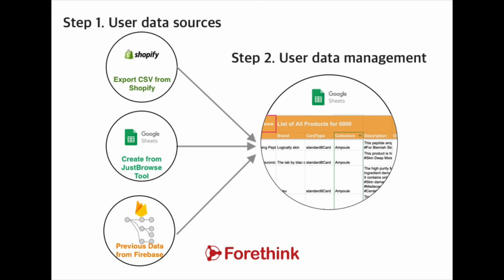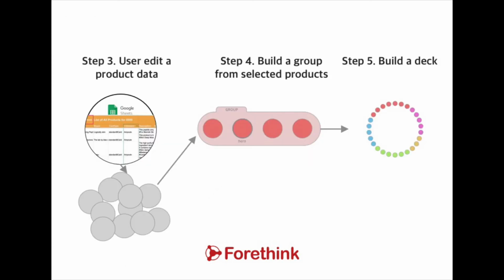For step 1, the data comes from user data sources such as Shopify, or you can create it directly in JustBrowse Tool, or download data from a previous database. It can be in a user's spreadsheet, where the user can manage data. For step 3, the user can edit product data. For step 4, build a group from selected products. Step 5, build a deck. A deck has multiple groups.